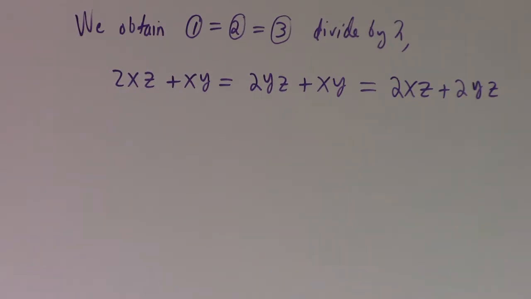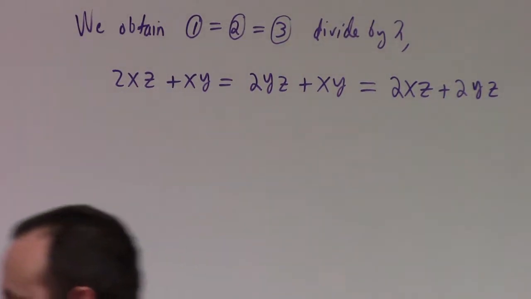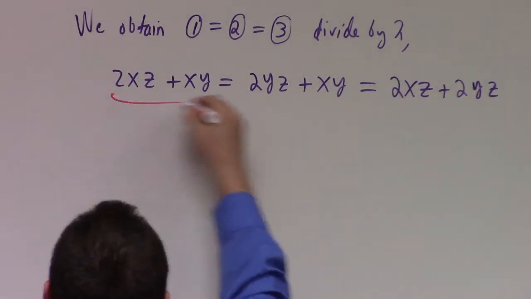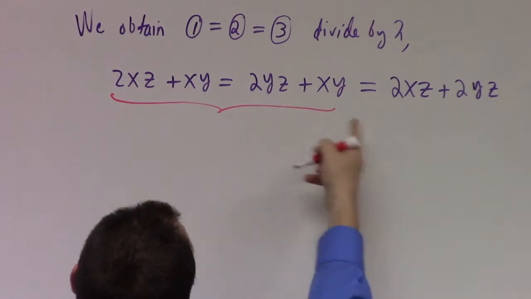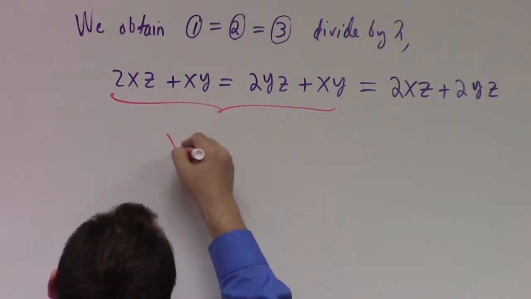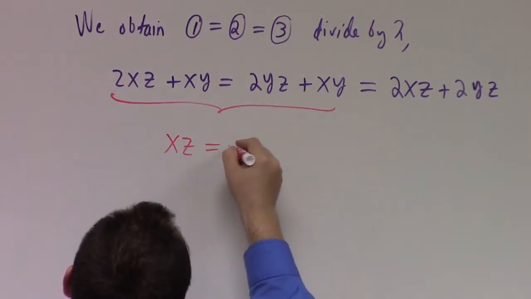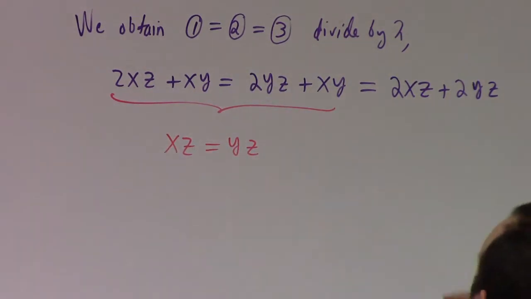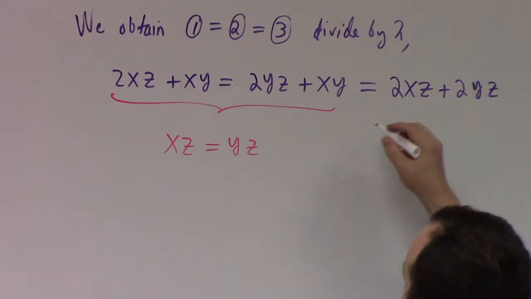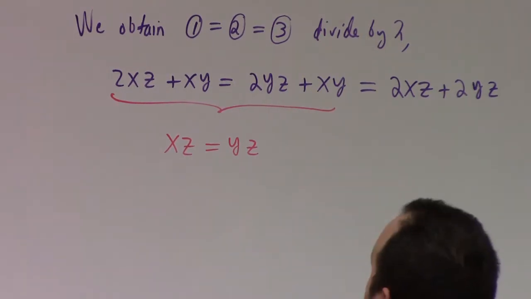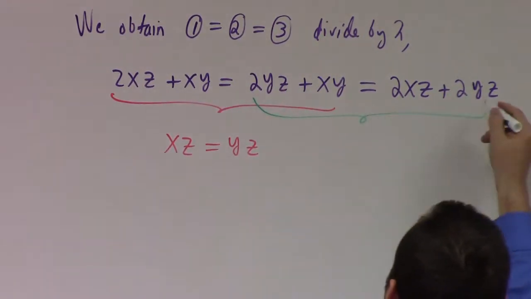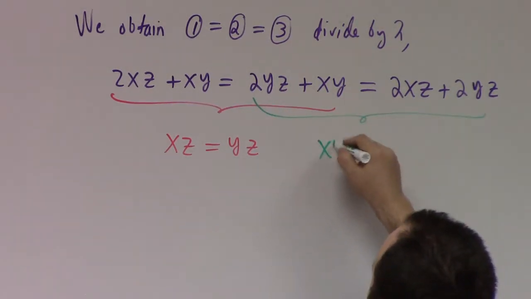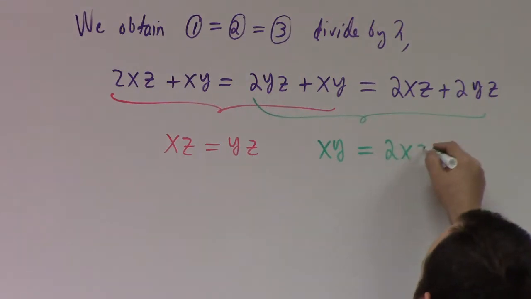So I can extract a couple of simpler equations from these, right? I can look at this bit here, and that gives me what? It gives me xz is equal to yz, because the xy's cancel. And then over here, I get what? The 2yz's cancel, and I get xy is 2xz.